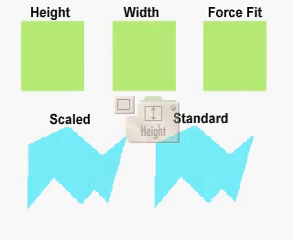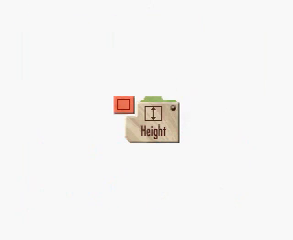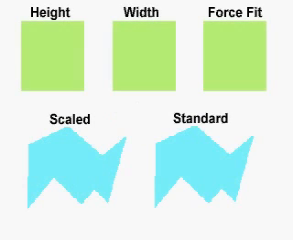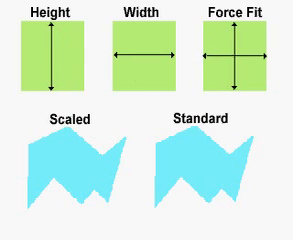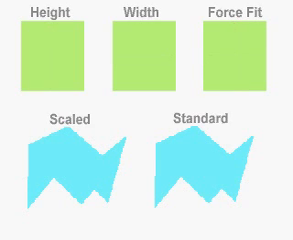Autoscale, the easy way to size an image library item to your photo. There are 5 different autoscale settings. Click the rectangle button to toggle between the height, width, and force fit settings. Each of the rectangles are the same size. Each has a different autoscale setting. Now we will drag the same image library item into each of the different areas.